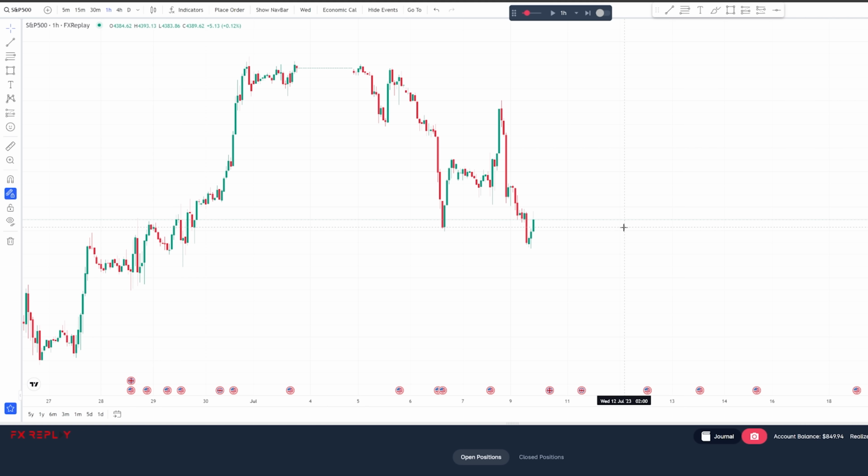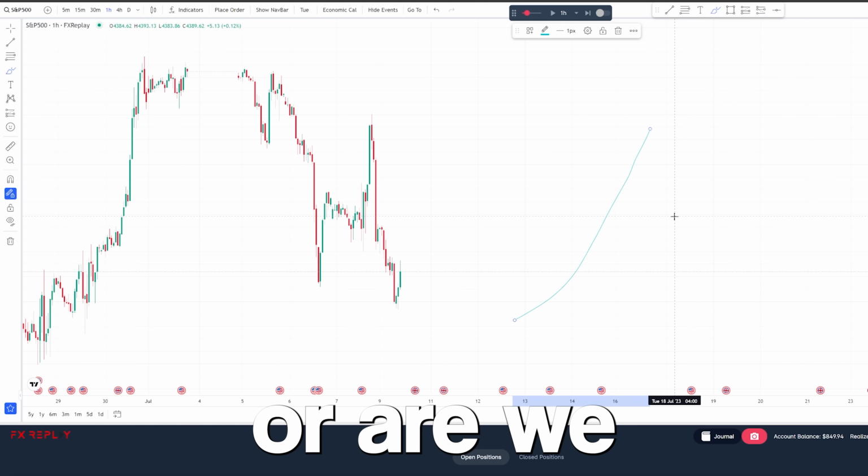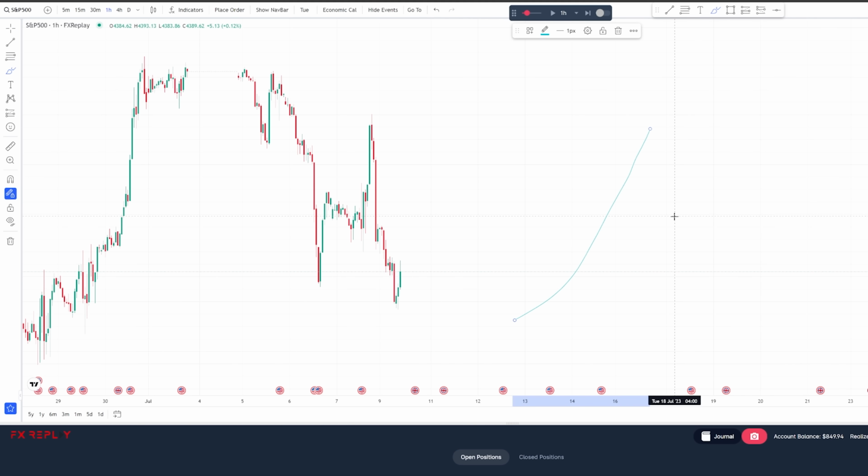So how this works is quite simple. Just to break it down, all we're looking for is the range. Are we either going up or are we going down? After we establish that, I then look for internal order block levels or supply and demand levels inside of this range, which can be something like this, or it can be something like this.